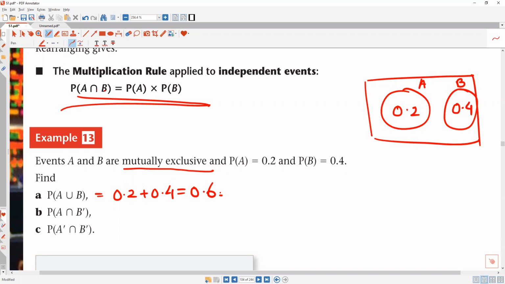Now, then they said A intersection B complement. So what do you do? I will shade this. First mark A, then they say B complement, meaning mark everything except B. The only point which I get is 0.2. The answer to this will be 0.2. Okay? Does everyone understand this?